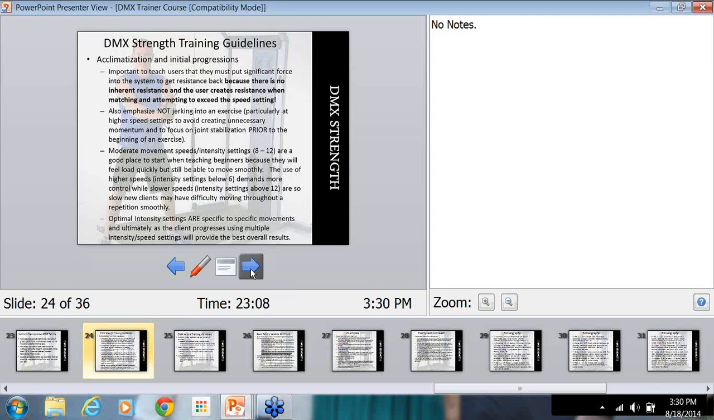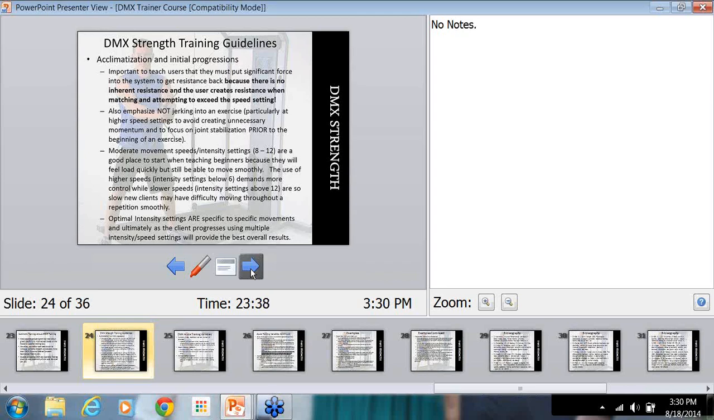Because there's no inherent resistance, the user's got to create the resistance when matching and attempting to exceed the speed setting. Very important to remember this, because we don't want people to move so slowly that they feel no resistance. And some people do that depending on the setting until they're coached not to do that. No jerking. Just like everything, we don't want to jerk into the movement, because at the beginning of the movement, as we try to move it faster than it's set, it won't move, and we generate joint trauma by doing that.